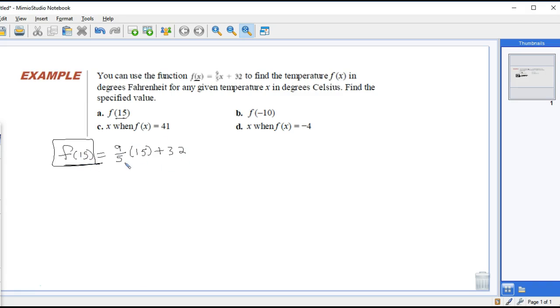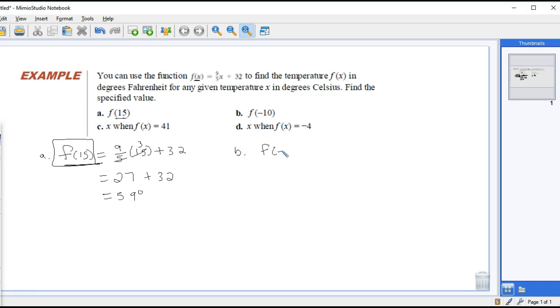So all we have to do is evaluate one side. All we have to do is simplify this side to get it down to one number. So I have 9 divided by 5 times 15. Well, 5 and 15, the 15 is kind of in the numerator, so I can take 15 divided by 5, and I get 3. So I've got 9 times 3 plus 32. So that's going to be 27 plus 32. And 27 plus 32 is 59 degrees. So there's A.